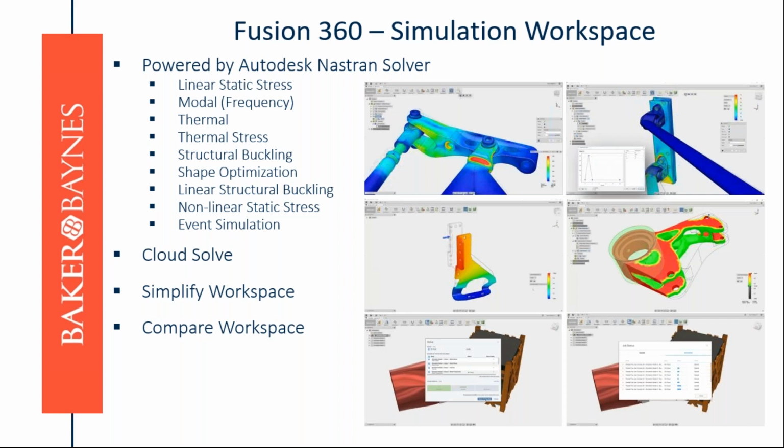Linear static stress is one, modal, so for frequency, vibrations, thermal analysis, thermal stress, structural buckling, and shape optimization, a very nice shape optimization, trying to make your designs a bit lighter. It's very helpful. Linear structural buckling, non-linear static stress, as well as event simulation, so drop tests. So if something falls off, or if it's dropped from a specific height, what would happen? That could be easily handled inside of the Fusion 360 simulation workspace.